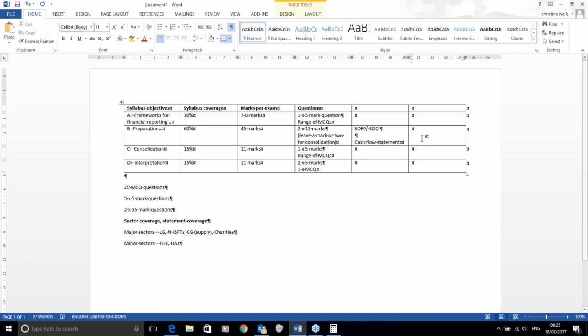With my 15-mark questions, to get a fair balance across the paper, I would have to take these from two major sectors. Now, those could be any of the two. Charities, we don't have to prepare cash flow statements on the paper, but it could be local government, cash flow, charity, statement of financial position, a statement of financial performance, and balance sheet. Or it could be NHS central government, NHS local government, any combination.